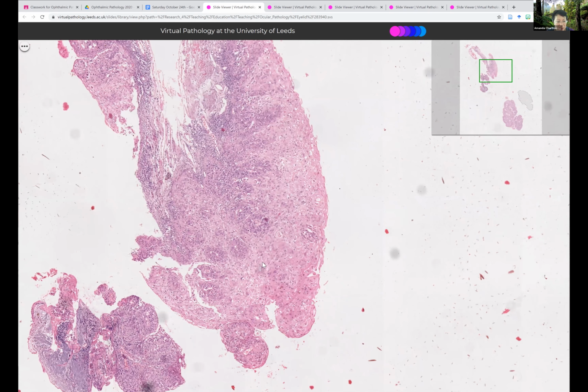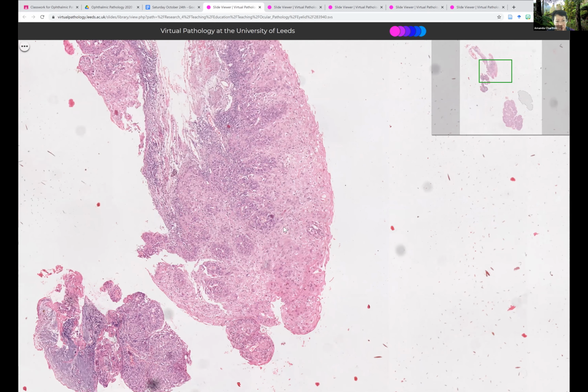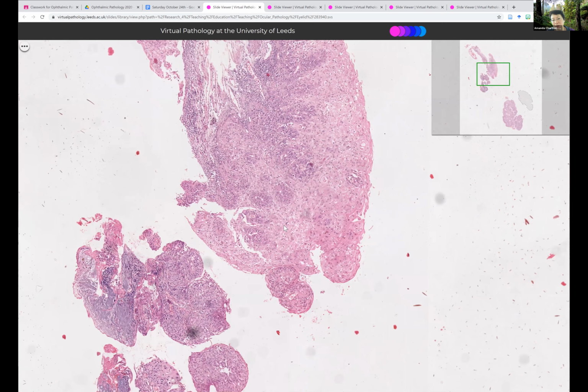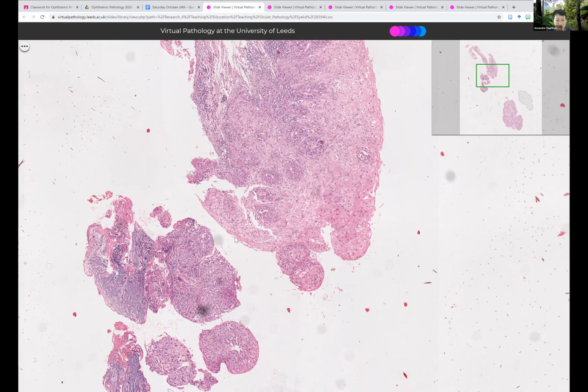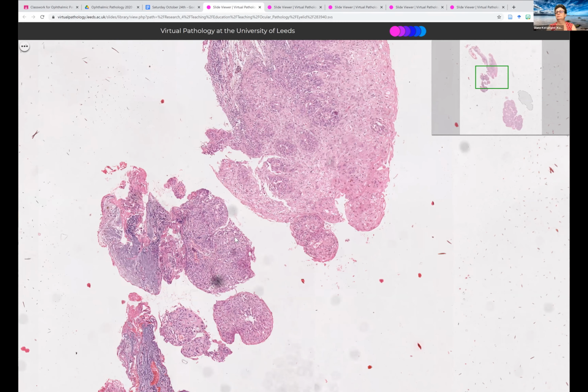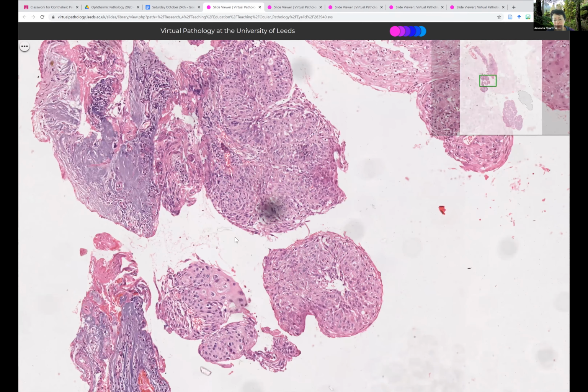So I think this is, from what I can see, it looks like a conjunctival squamous intraepithelial neoplasia. I would grade this as severe, or SCC in situ, or CIN3, or whatever you'd like to call it. I can't actually see invasion. It's quite a superficial biopsy as well.